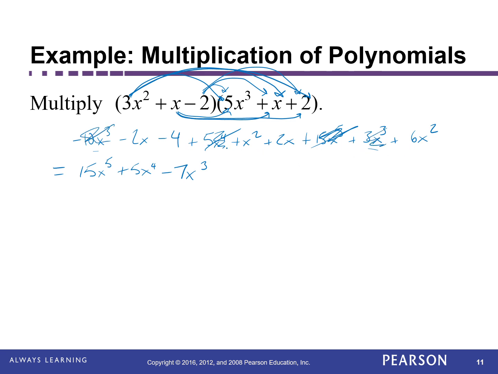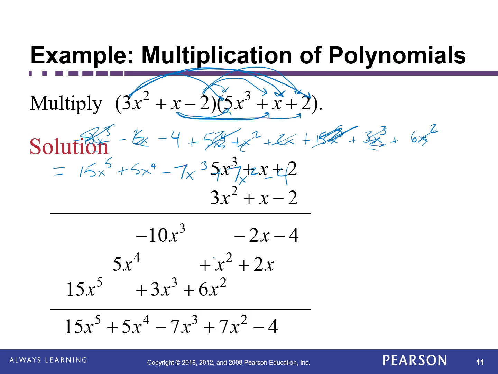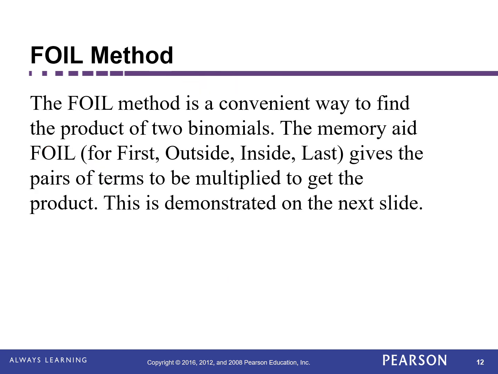I need to look at the squares here. So I've got x squared and I've got 6x squared, so that's going to give me a plus 7x squared. Okay, get rid of those. Negative 2x and 2x cancel each other out. And then I have the negative 4 there. If I did it all correctly, it definitely does match what we've got on the very last step here. So either method is just fine, as long as you can get the right answer.